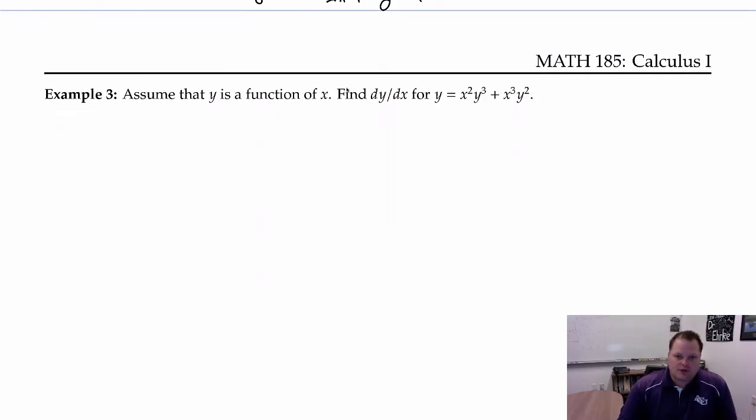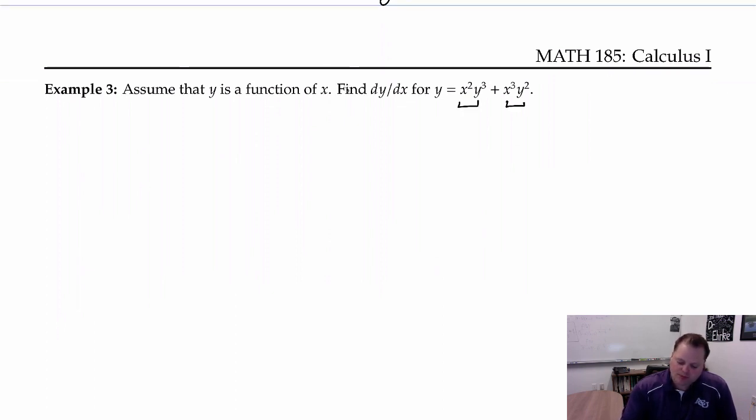So for this particular example, we're looking at this term right here, which you should be very careful with, and this term right here as well. Both of these terms require product rule, because you have two functions of x multiplied together. You've got x squared times y cubed, but y, remember, is some function of x. So this is why it's product rule: you've got two functions of x that are multiplied together.